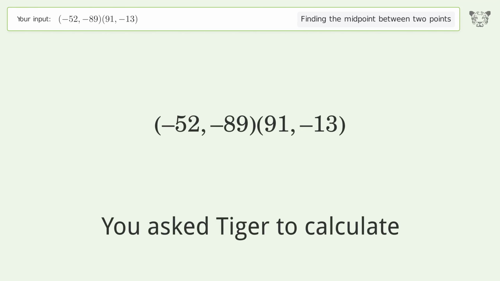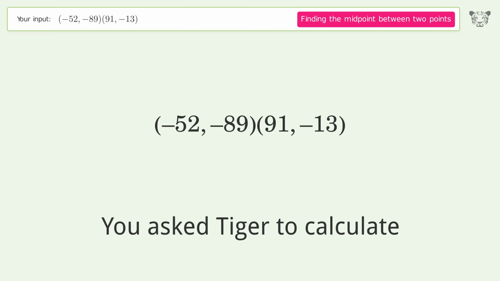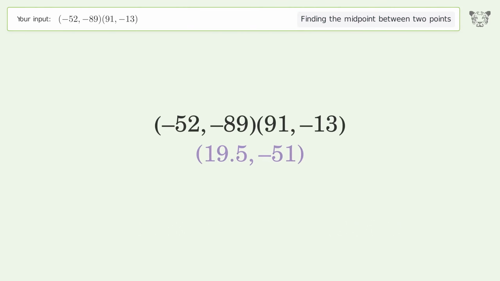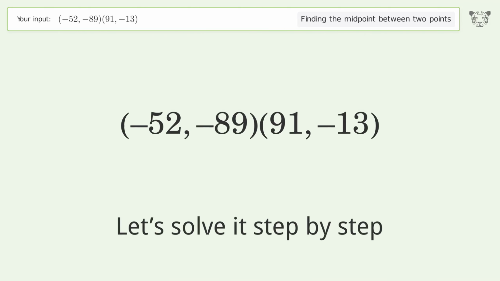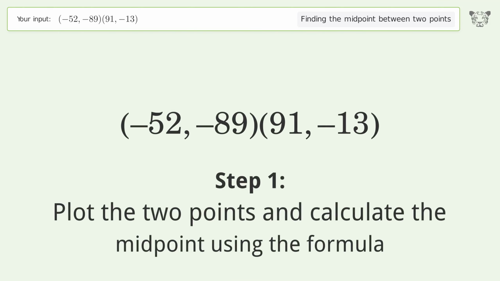You ask Tiger to calculate. This deals with finding the midpoint between 2 points. The midpoint between the 2 points is 19.5, -51. Let's solve it step by step. Plot the 2 points and calculate the midpoint using the formula.